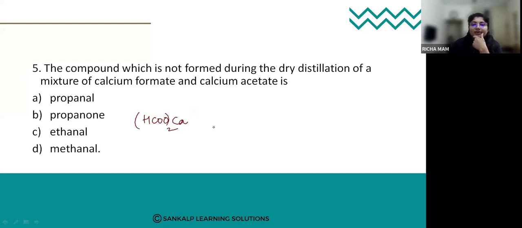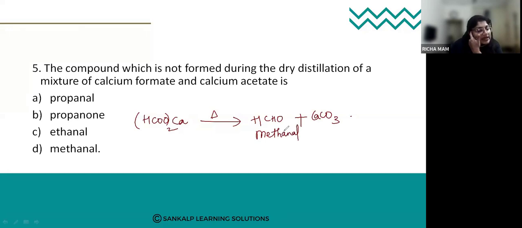So calcium formate, when it undergoes dry distillation, will give you what? One product will be your methanol, and another product will be your calcium carbonate. Then next is again calcium acetate.